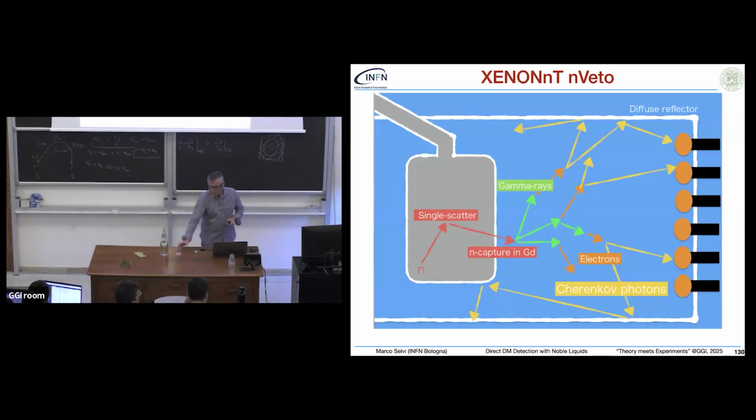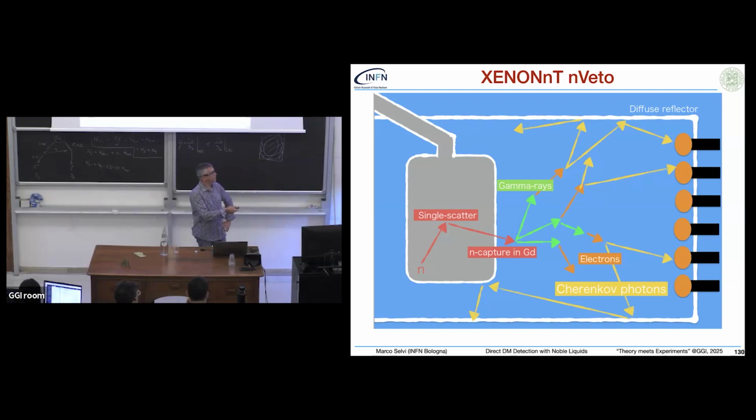Now, coming to the neutron background, we had this neutron veto. In our case, we couldn't use liquid scintillator at LNGS because of environmental restrictions, and so we decided to use water. In particular, after a first run with standard demineralized water, we added gadolinium to the system.